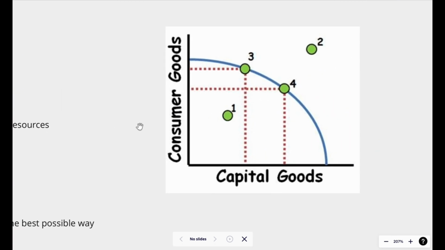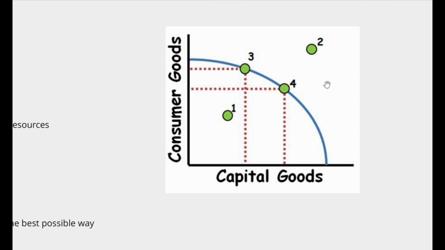However, if we look at the points inside the PPC, point 1 right here, it means that not all factors of production are used, or they're inefficient, and they have a potential to increase their productivity. So for example, if we have 3 units of resources, we're only using 2 right here. So we can use additional resources to push it to any point on the curve.